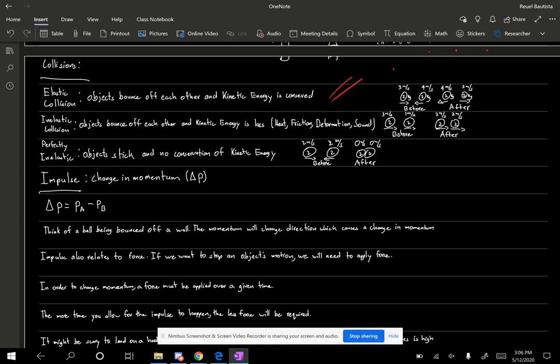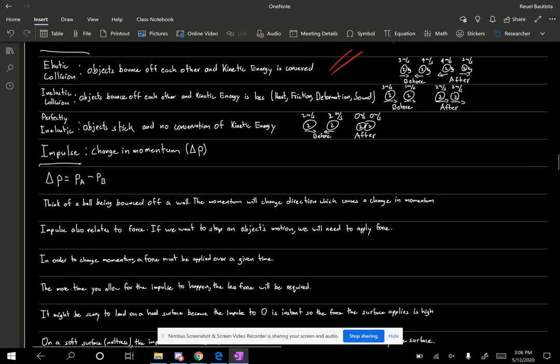A perfectly inelastic collision is completely different. A perfectly inelastic collision is when the objects hit each other and then they get stuck together. An example of it is a car crash. Let's say a car hits another car and then they stick together. That's an example of a perfectly inelastic collision. In a perfectly inelastic collision, a lot of kinetic energy is going to be lost.